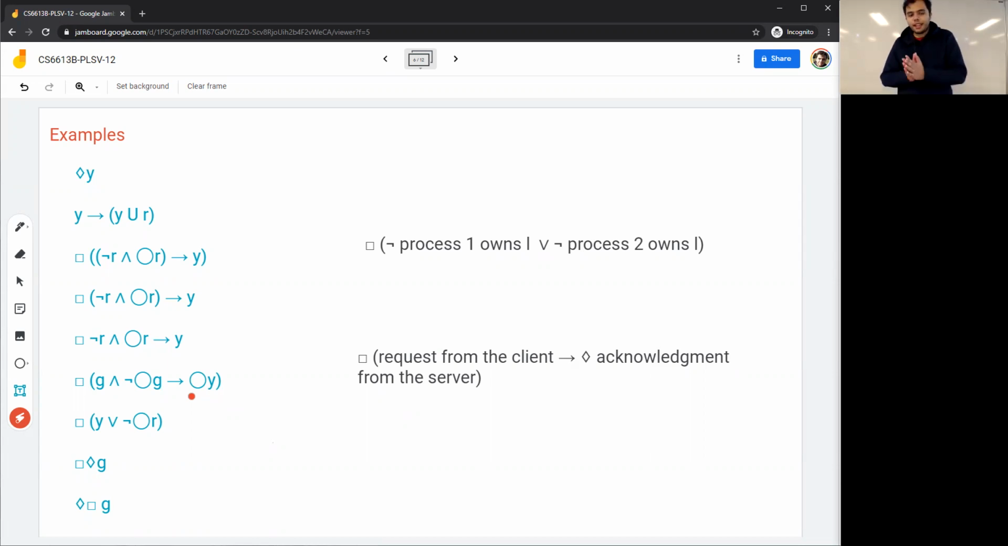So it says that at every point in time, if we know that green is on and in the next step green is going to go off, then we know that in the next step yellow is going to go on. Right? So it basically says that whenever we transition out of green, we transition to yellow. Okay, what does this one say?